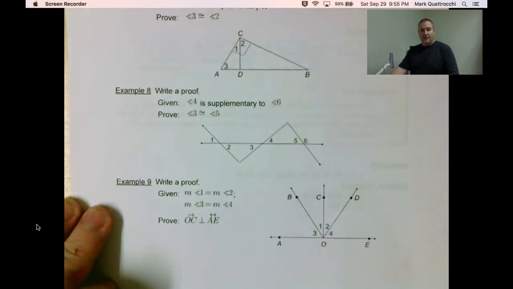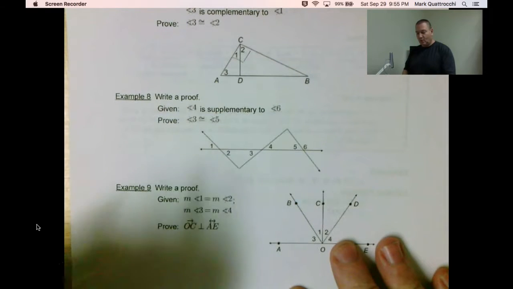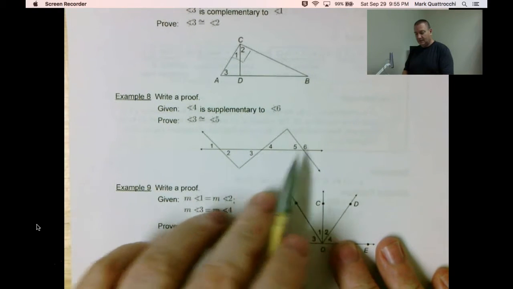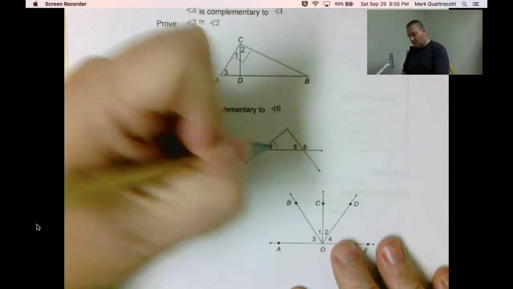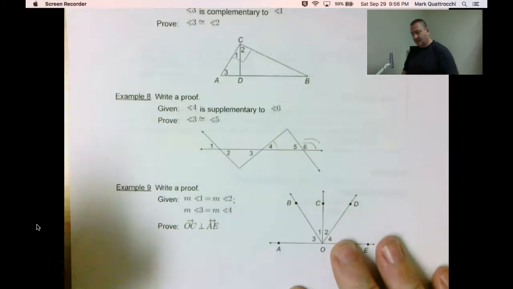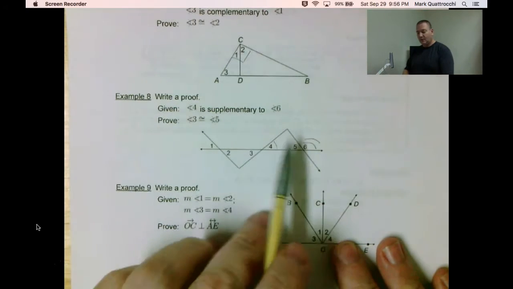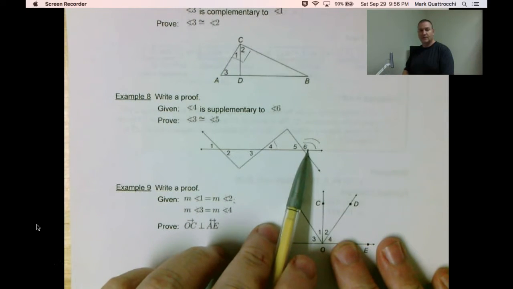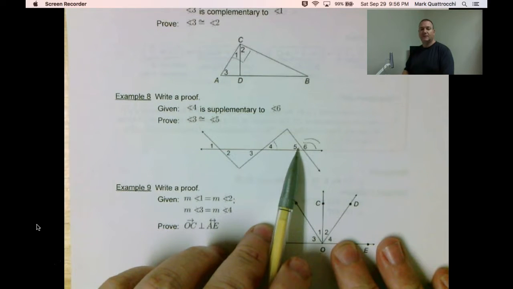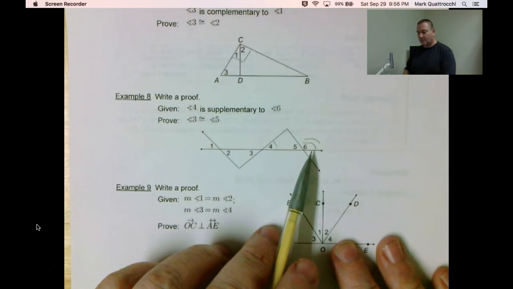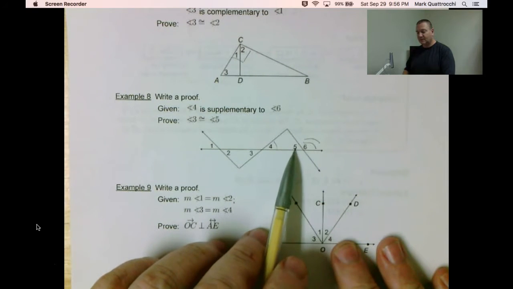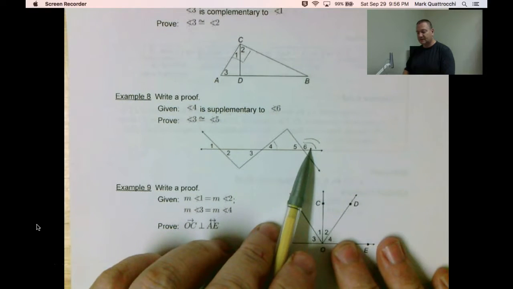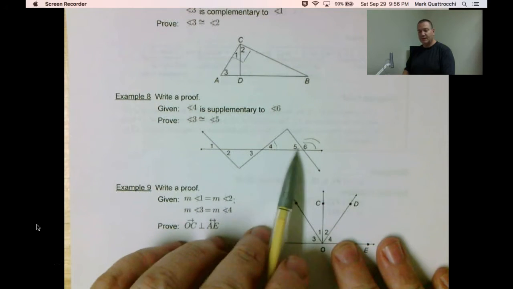Alright, we're going to write another proof. Our goal is to say that angle 3 is congruent to angle 5. We're told angle 4 is supplementary to angle 6. If we look at the diagram, 5 and 6 form a linear pair. They must be adjacent and supplementary. So angle 4 is supplementary to angle 6, angle 5 is supplementary to angle 6. Therefore, angles 4 and 5 must be congruent.